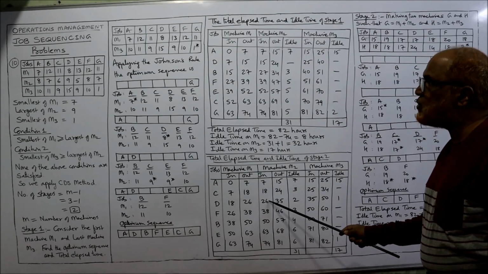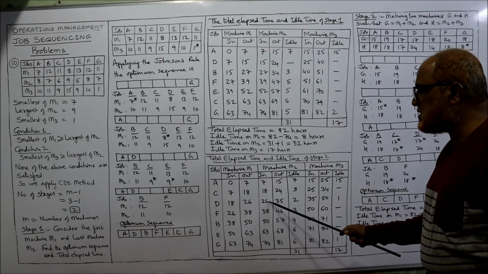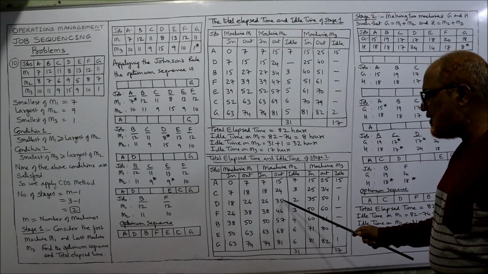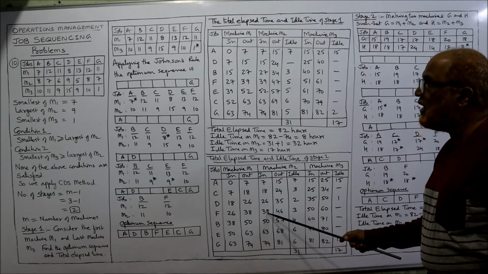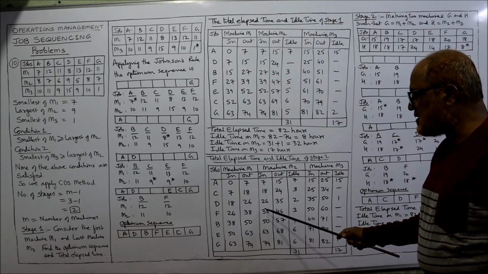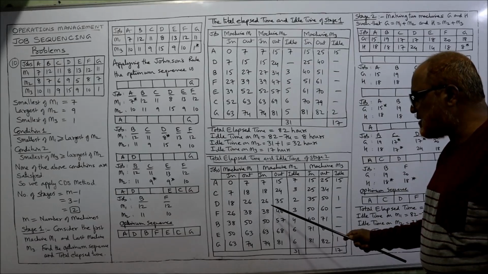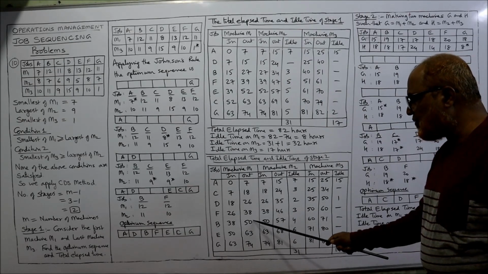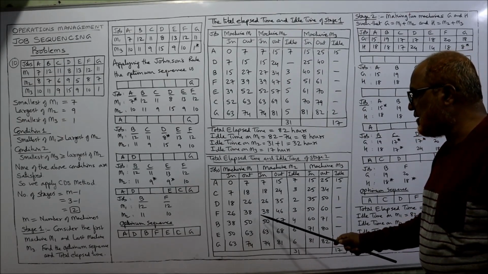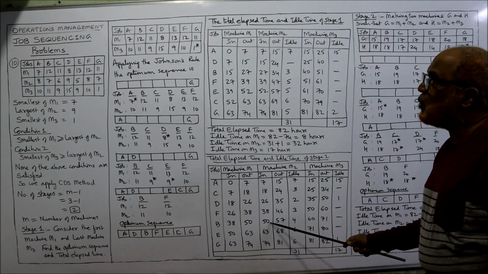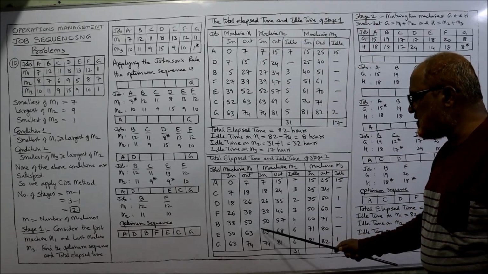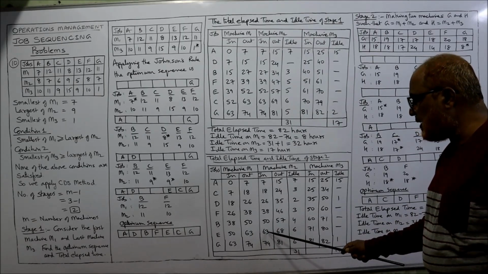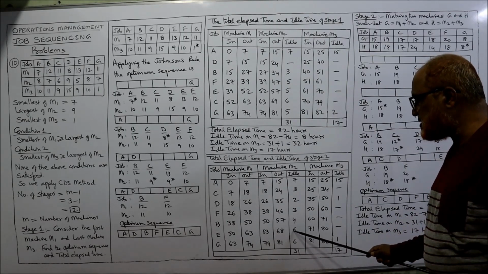So what is DM2? DM2 is 9. 26 plus 9, 35. Now 35 or 38, whichever is higher, 38 is higher. FM2 is 8. 38 plus 8, 46. 46 or 50, whichever is higher, 50 is higher. BM2 is 7. 57. 57 or 63, whichever is higher, 63. So there is idle time. 63 minus 57, 6 hours.